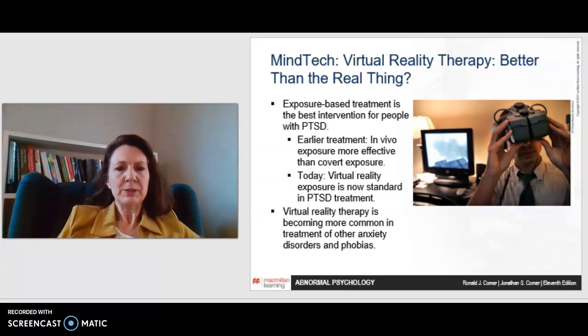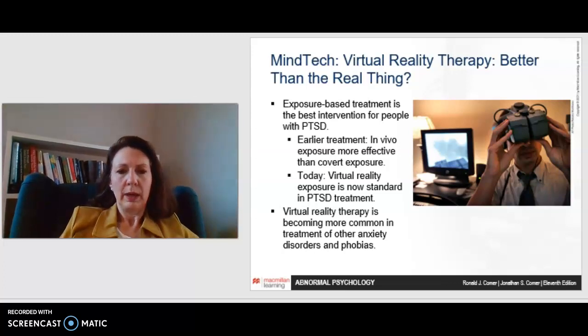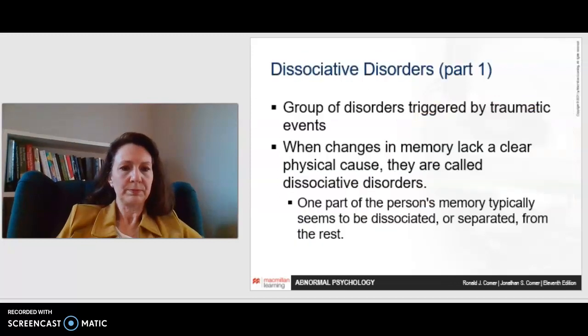Exposure treatment is the best intervention with people that have PTSD, according to the research. Earlier treatment looked at in vivo exposure being more effective than covert exposure, but now virtual reality is used as the standard in PTSD treatment. It's becoming more and more common in treatment of other anxiety disorders and phobias as well.